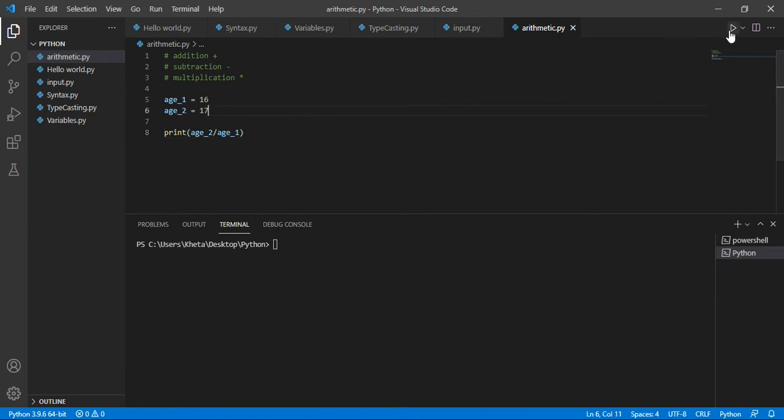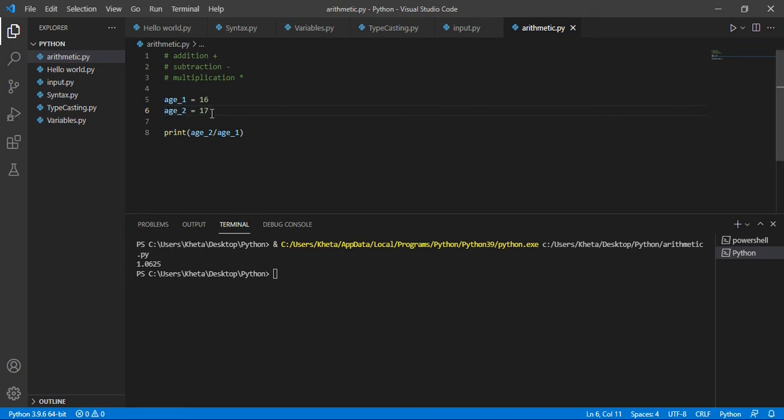And let's see what the result is. So if you divide 17 by 16, this is the result that you get, 1.0625. And there's also another division operator that we have, which is called floor division. So let's talk about division in two ways. There's division, this one is the normal one. Then you also have floor division, which has 2 of these.